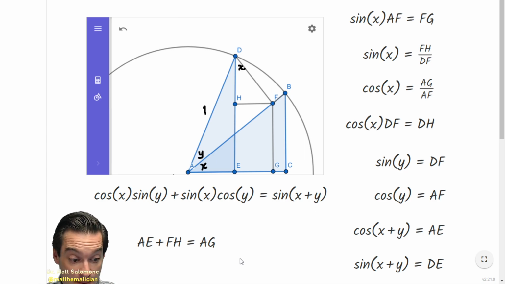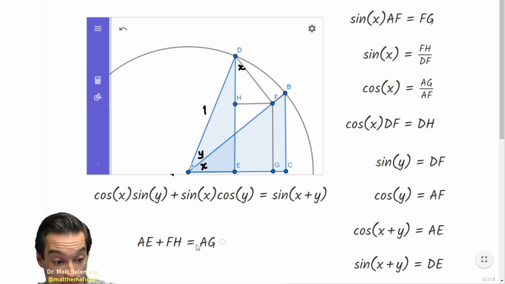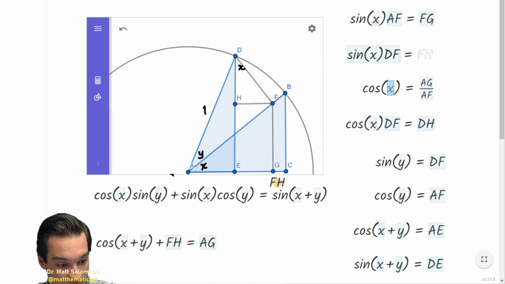Let's play the same game with this other equation down here and see if we can get another similarly happy result. Well, let's again start with the cosine of x plus y, this AE. That's something that we already know by another name, so we'll substitute. Instead of AE, we have the cosine of x plus y sitting right there. All right, what else do we have? I've got an FH, and to figure out FH, the only place I can go is to this equation. FH is nothing more than the sine of x times DF. So I'll make that substitution.